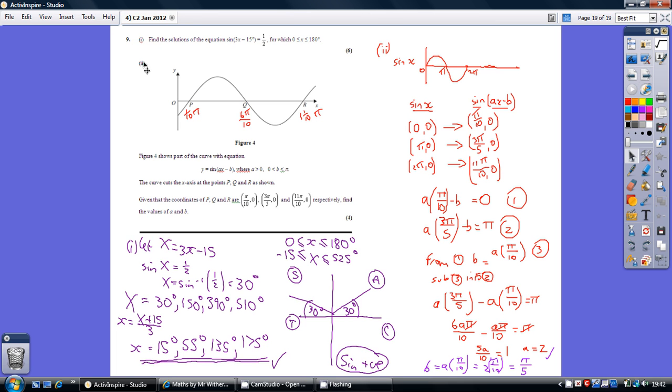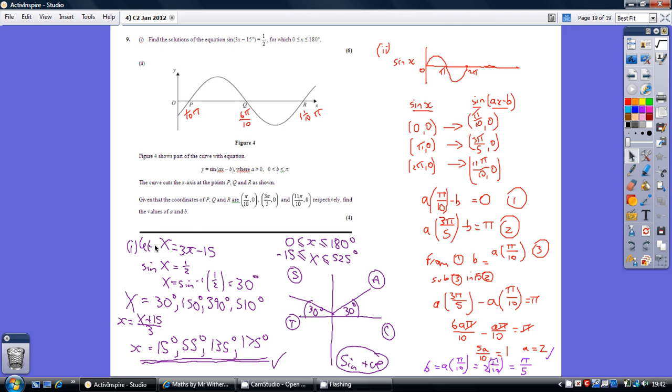Okay, now part 1 is really just a set piece question. So we let capital X equal 3x minus 15, and we change our boundaries accordingly. So the 0 and the 180, timesing them by 3 and taking away 15, we get these as our new maximums and minimums as our limits.